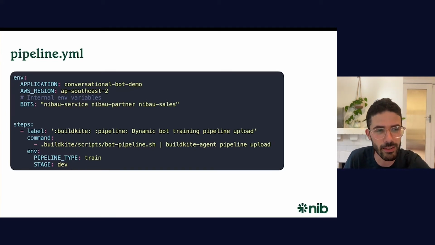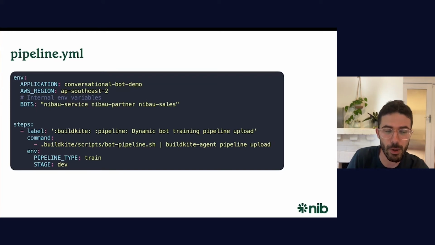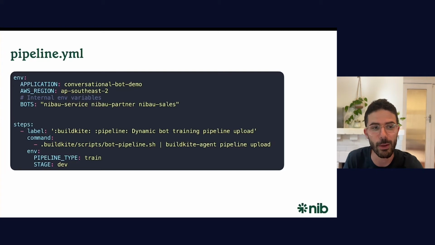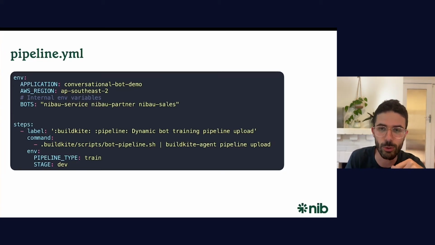And if we look down at the step here, you'll see that we have the call to the bot pipeline bash script that will then echo out our new pipeline and pipe that straight into the pipeline upload CLI command that Buildkite supplies. You'll notice here as well, under the environment variable, we also have the pipeline type specified as train. So this will then call the train YAML file.